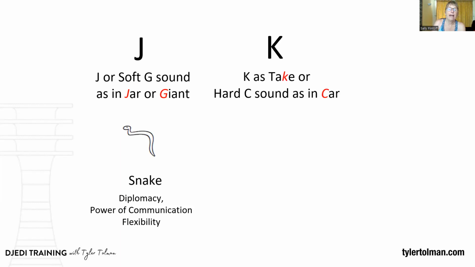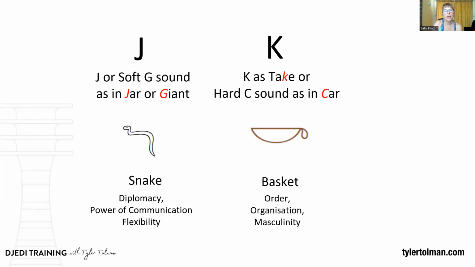K, and again, this is the hard K sound, as in take, also the hard C sound, as in car. So again, if your name is Catherine or Cat, you would be using this hieroglyph. It's a basket, it's brown, so it's a basket with a sort of a little handle or loop on the side here. It represents order, organization, and masculinity. The L is a lion, and it's brown in color.